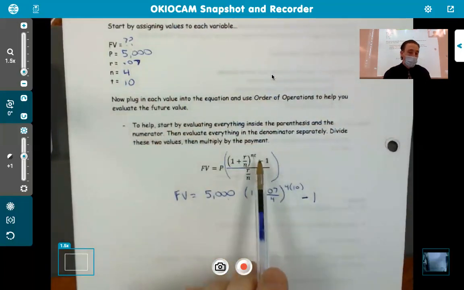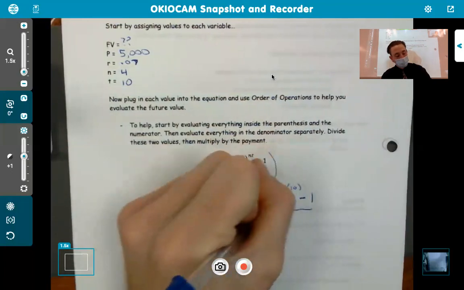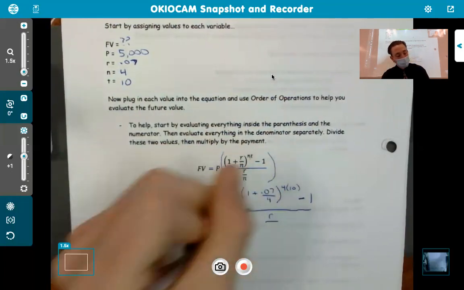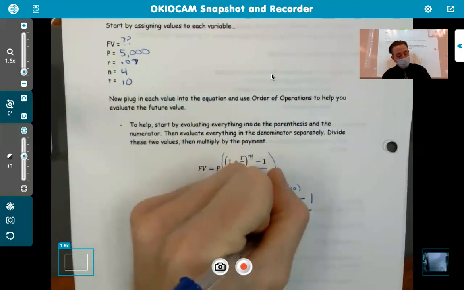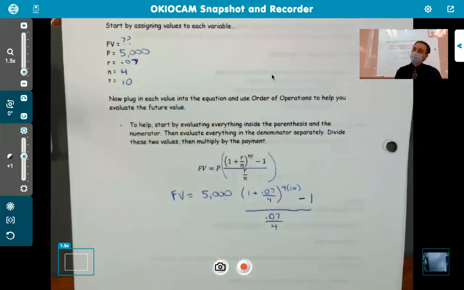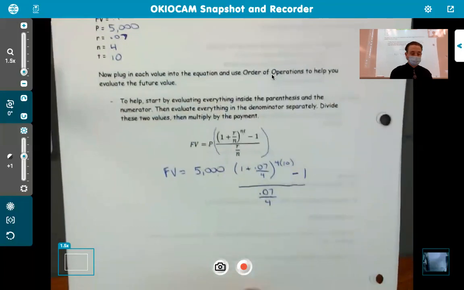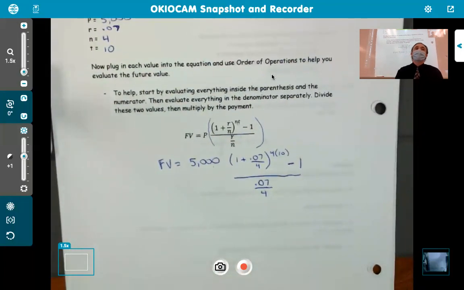Don't forget the -1 here on the outside of your numerator. Then you're going to divide that through by r divided by n, which is 0.07 divided by 4. Everybody with me so far?